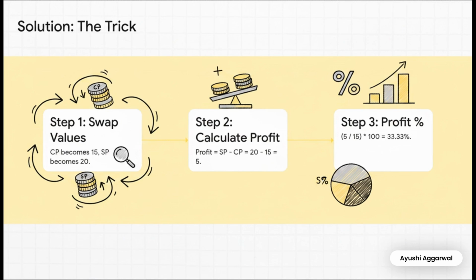And step 3, just calculate the profit percentage. That's 5 divided by our CP of 15 times 100, and 5 over 15 is 1/3, which as a percentage is 33.33%. Look at all the time we just saved.